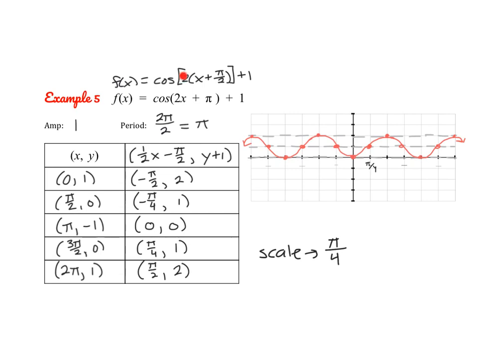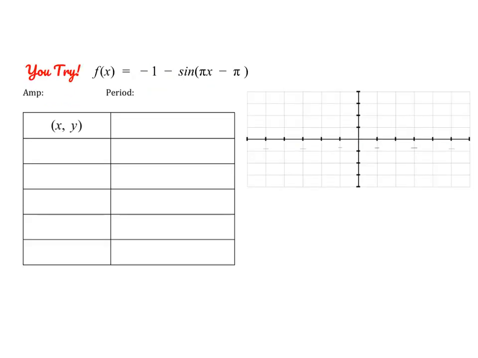So remember, the key step here was factoring out this 2. If you don't factor out the 2, it's going to affect what you think the shift is. So just make sure you always check for that first. Okay, go ahead and try this last problem by yourself. We'll check your answer in just a few seconds.